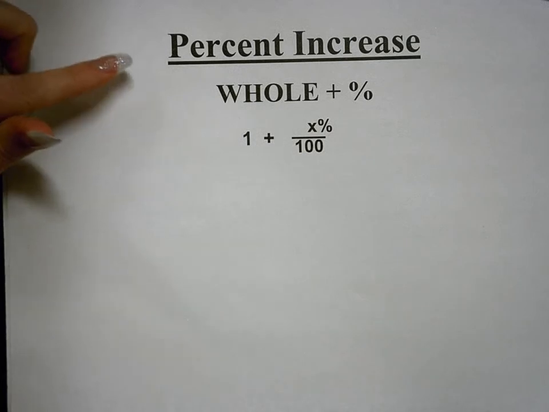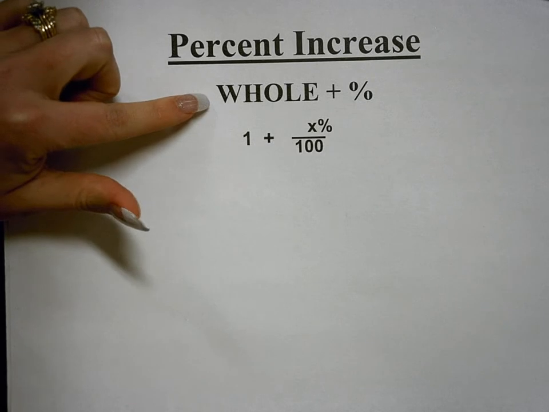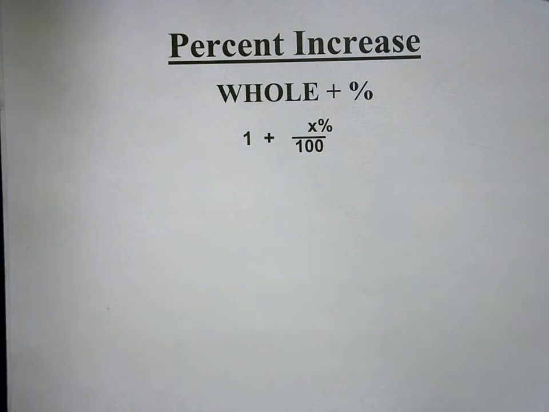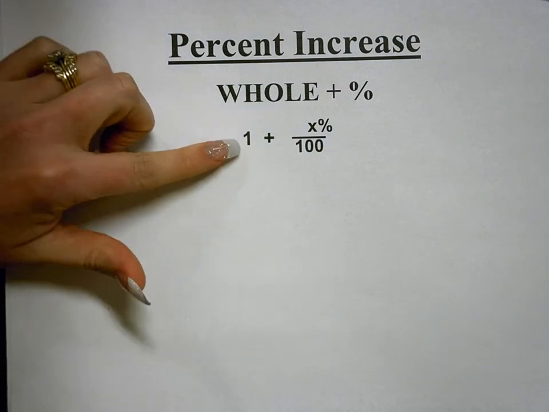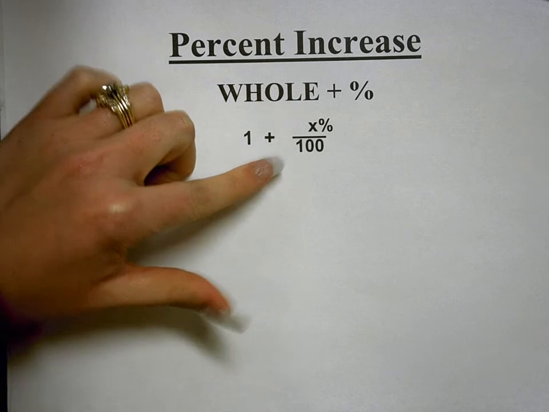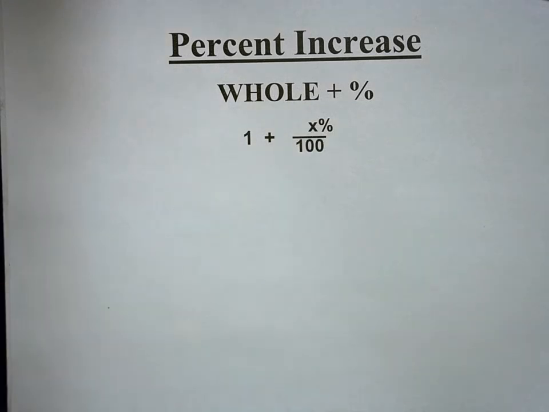Percent increase. Now, a percent increase is described by taking the whole. The whole is what you start with, and then you add the percentage or the percentage increase. You can also describe this as 1, because the whole is 100% or 1, plus the percentage divided by 100, which would be in decimal form.